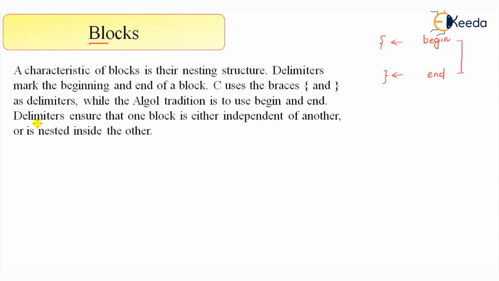So the delimiters will define that I have one block as begin and end, and another block as begin and end, either independent, or something like this: there is a begin and then again there is a begin, then there is the end of the second begin and there is the end of the first begin. So either they are nested within each other or they are independent of each other.